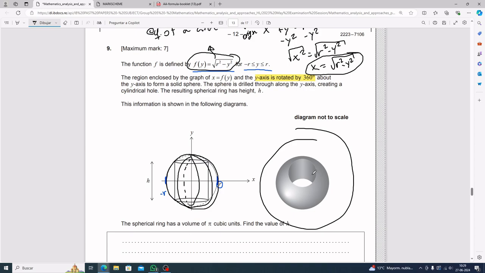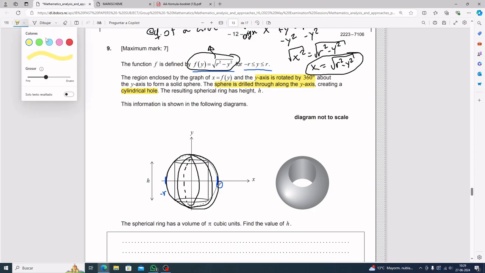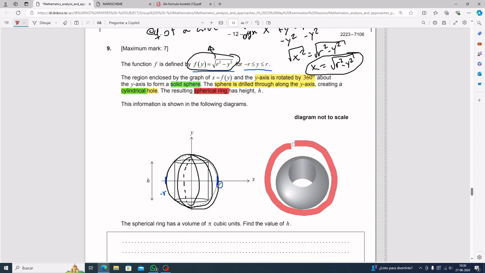Okay, now this sphere has a hole in it because they also tell us up ahead that there is a hole drilled through along the y-axis, creating a cylindrical hole. And so here you have two main shapes. Clearly, on the one hand you have the solid sphere, and on the other hand you have the cylinder. Cylindrical hole, cylinder, right? And if you do the sphere minus the cylindrical hole, you end up with what they call the spherical ring. This is the spherical ring, which is basically just a sphere with a cylinder that got drilled through it. It subtracted from its volume.